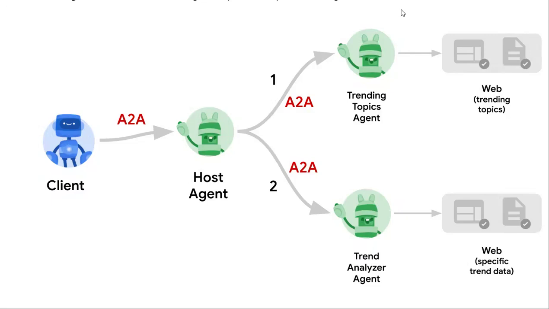To control these two agents, I require a host agent. I'll just interact with this host agent so that this host agent can interact with the two sub agents and provide me the response back.